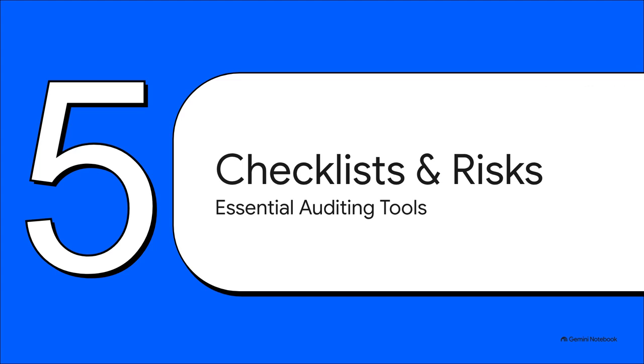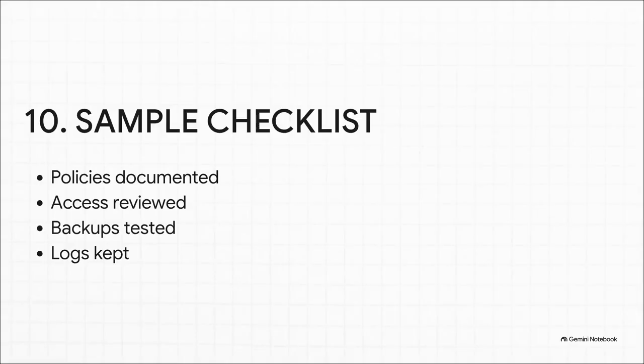All right, Section 5, checklists and common risks. This is a goldmine for practitioners. Heading number 10, sample checklist. You have to ensure IT policies documented, asset inventory updated, access rights reviewed, critical systems monitored, backups tested, patches applied, logs retained, incident response plan in place, disaster recovery documented, and compliance with standards.